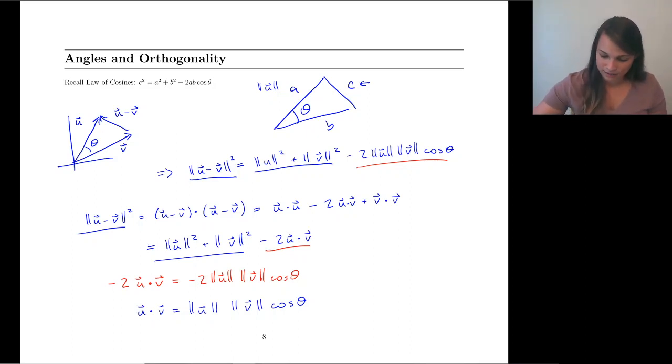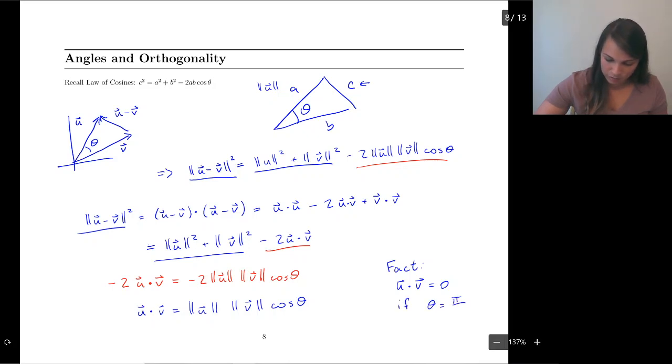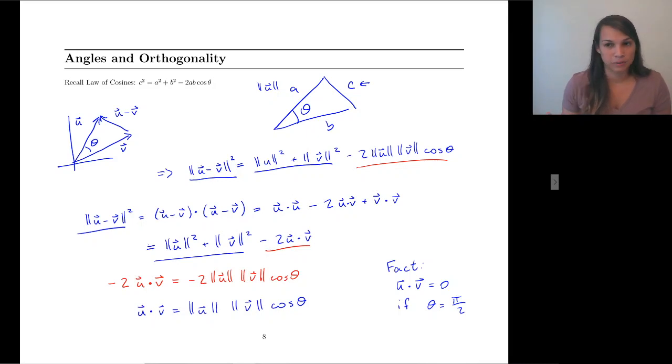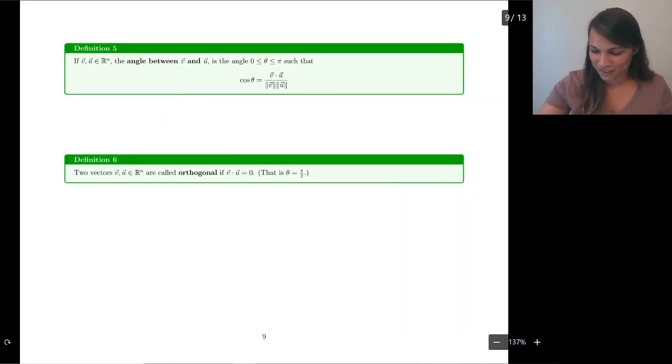But interesting fact, just to notice for funsies, we know something very specific about u and v. We know their dot product is going to equal 0 if theta is equal to pi over 2, because cosine of pi over 2 would be 0. So that's kind of cool. Let's get into this theta thing, though, because we haven't really defined him yet, and we are blooming mathematicians. We want definitions for everything.